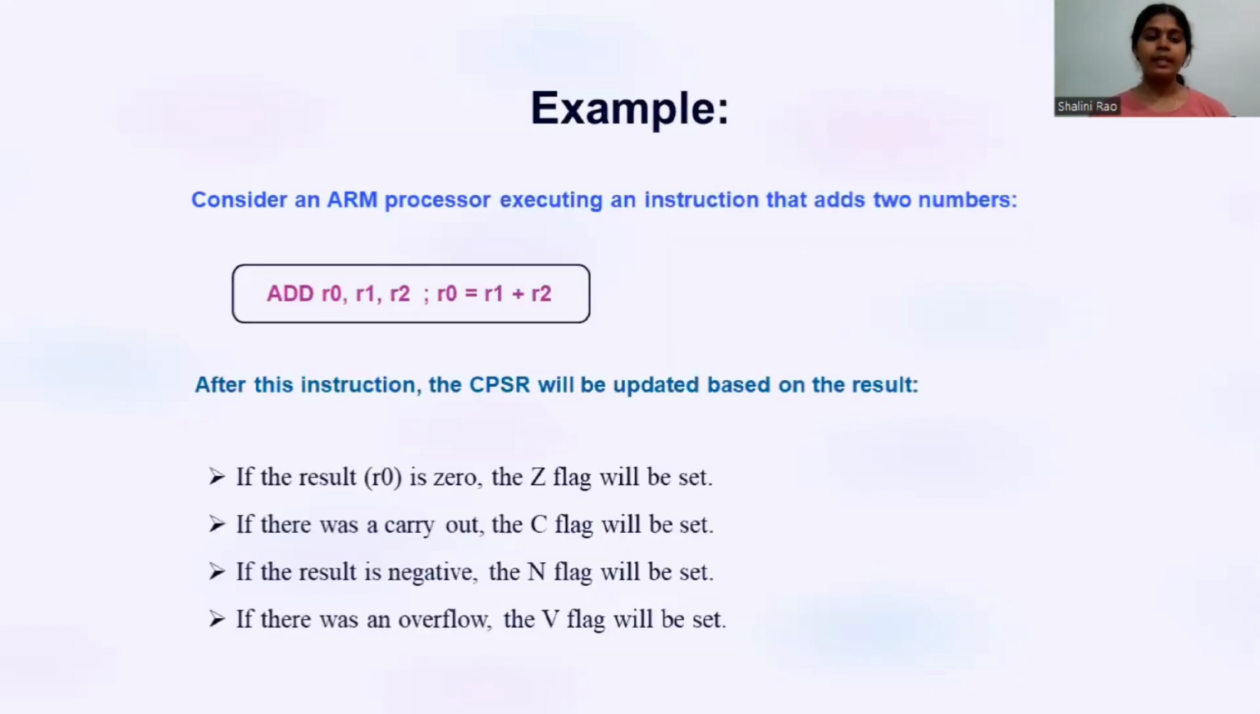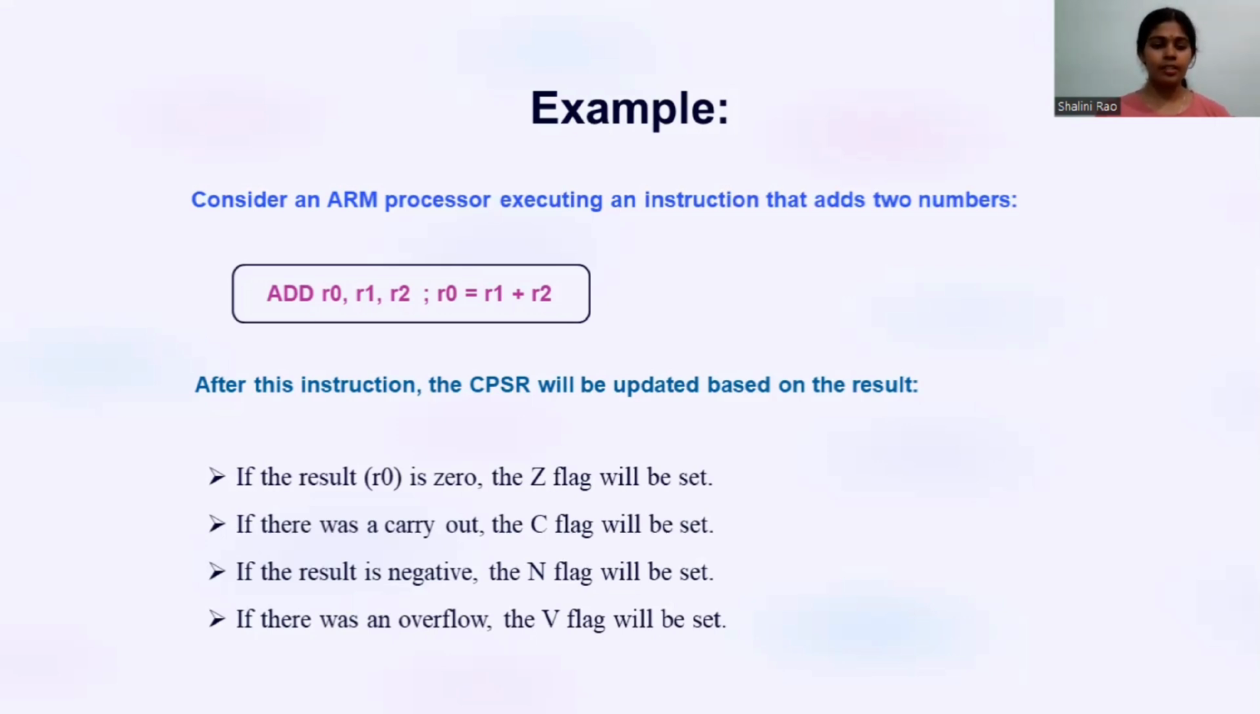Example: consider an ARM processor executing an instruction that adds two numbers. Here we have the code, ADD R0, R1, R2, meaning R0 equals R1 plus R2. R1 and R2 are the source registers and R0 is the destination register, and the result will be stored in R0. After this instruction, the CPSR will be updated based on the result.